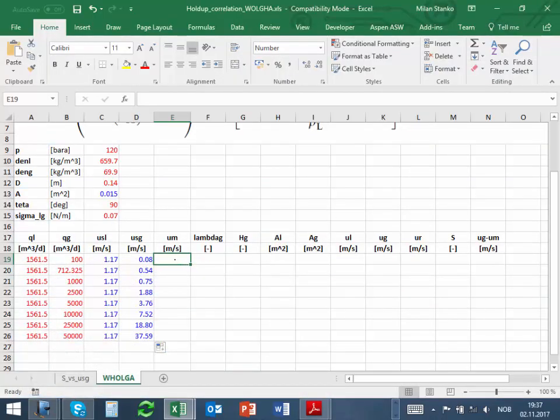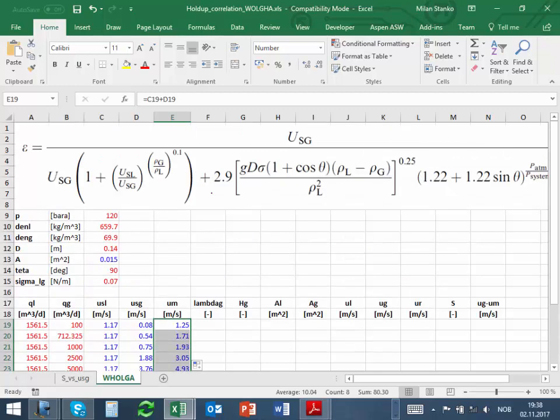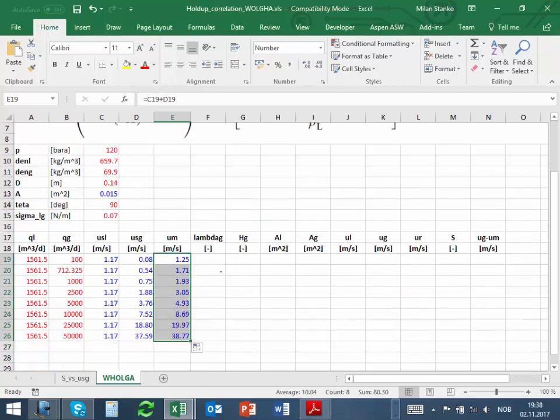Okay, so that will be just very simple. This one plus this one. So if the two phases here travel at the same speed, they will go at 1.25. And here they will go at 5, and here they will go at 38.77. Very simple, but they are not. Okay, that's why we have this correlation to find exactly how quick one goes compared to the other.